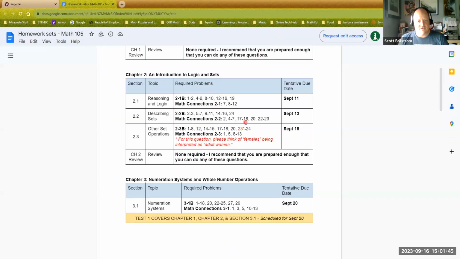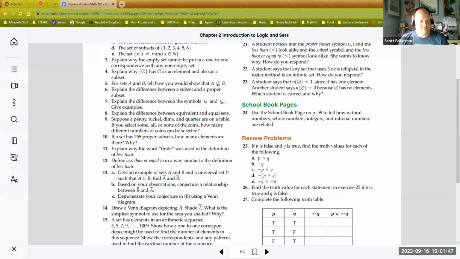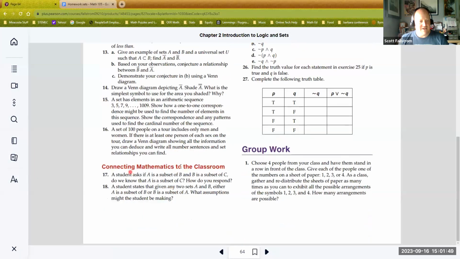Let's jump over here. So 4 to 7, 17 to 18. I think we get into connecting math to the classroom. Yes. The CMCs used to be called QFCs, so questions from the classroom. Now they're connections to the classroom, which is fine.